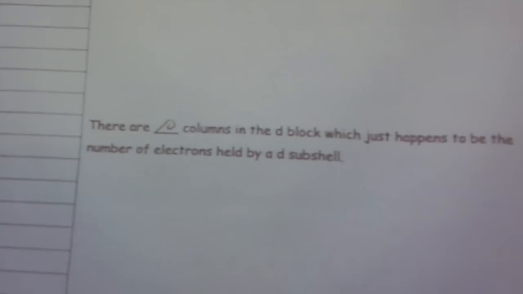All right, last one. Last page. There are 6 columns in the P block, which is the same number of electrons held in the P sublevel. There are 10 columns in the D block, which just happens to be the number of electrons in the D sublevel. And finally, there are 14 columns in the F block, which is the exact number of electrons in an F sublevel. Folks, that concludes the second part of quantum chemistry, and I'll see you on the next one. Thank you.